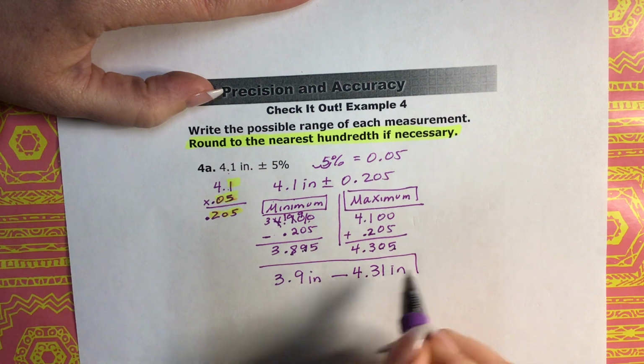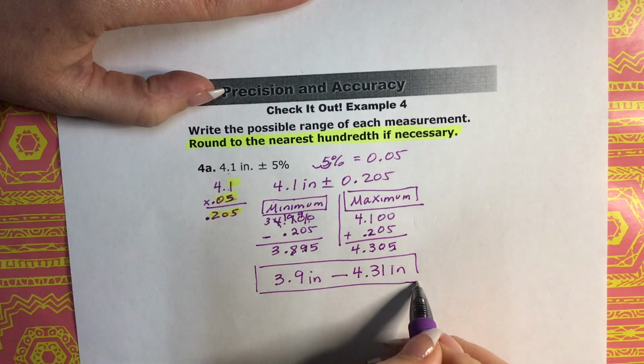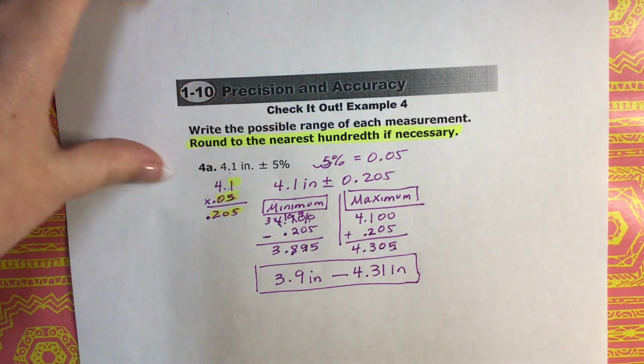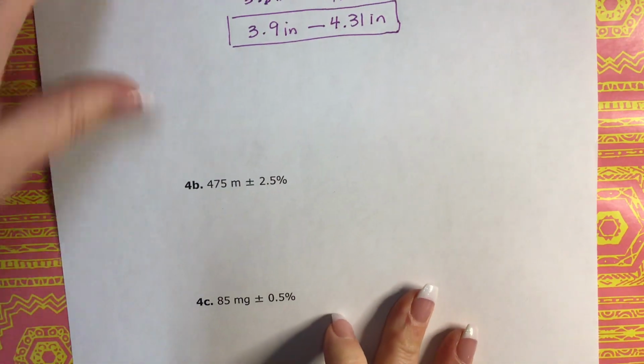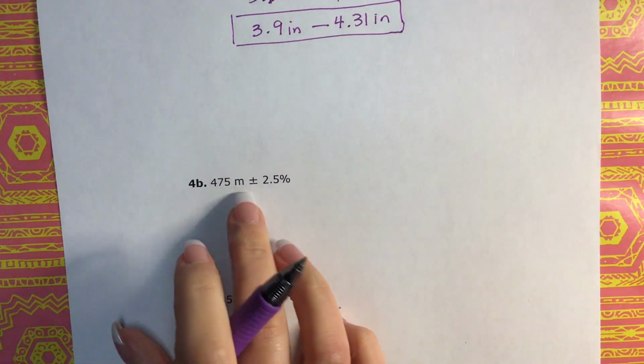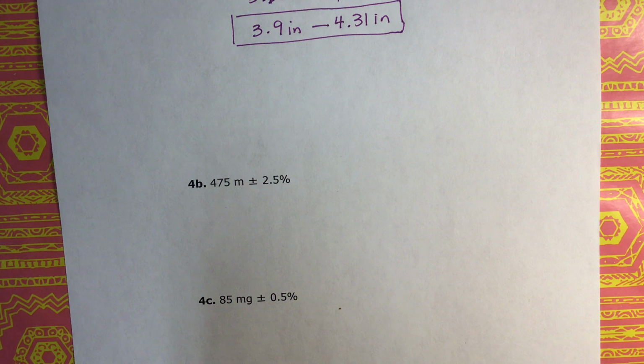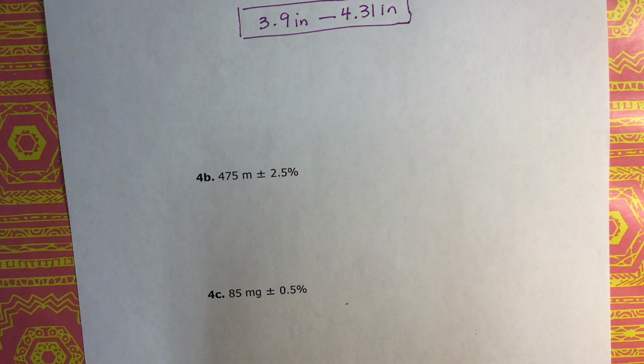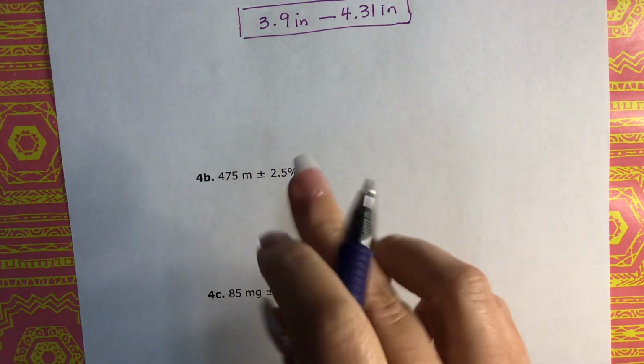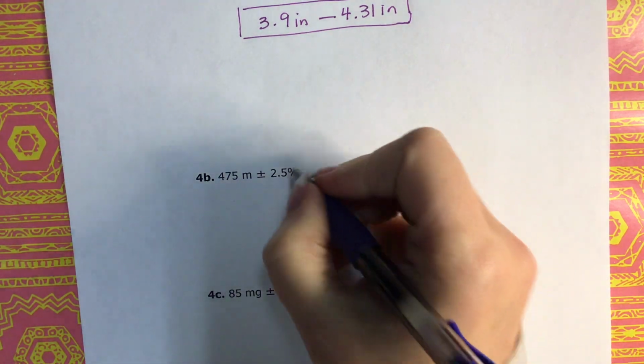So if you got that answer, awesome job. Great job. Let's go on to the next one. So we have 475 meters plus or minus 2.5%. So the first thing we have to do is change that percentage into a decimal, right?